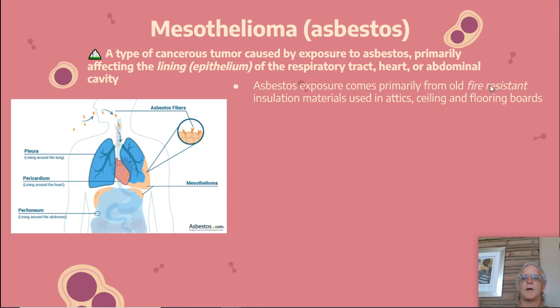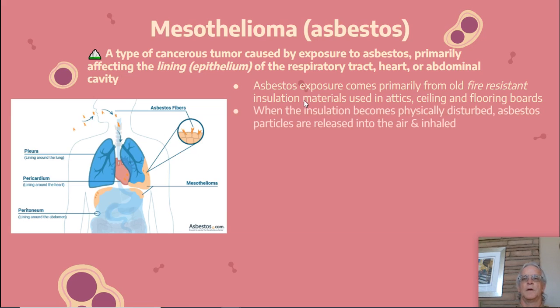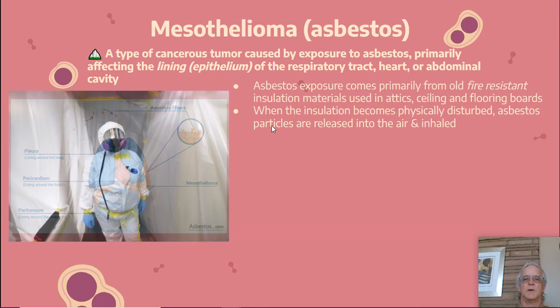from old fire-resistant materials that are often used in insulation materials such as attics, ceilings, and floorboards. So it breaks off, you breathe it in, it gets into your lungs, and it doesn't go away. It then triggers a response leading to cancer. When the insulation becomes physically disturbed, asbestos is released into the air and inhaled.